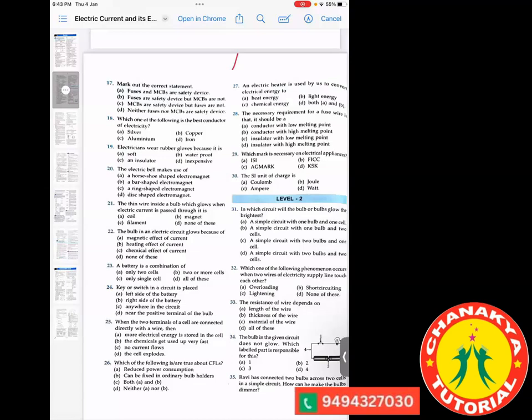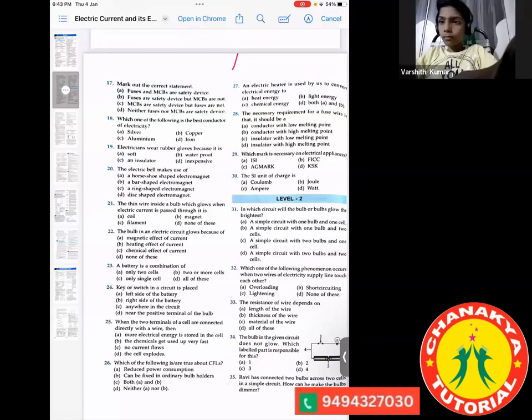Ma'am, wait. Okay. The necessary requirement for a fuse wire is that it should be, ma'am, B, ma'am. I don't think so. A. So what we need is a conductor with a low melting point. If we want the fuse to work properly, then the conductor should have a low melting point. Okay, it is A.